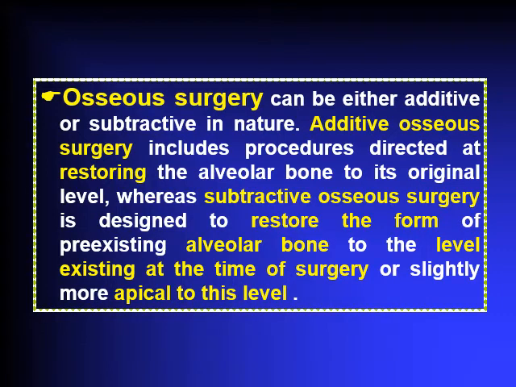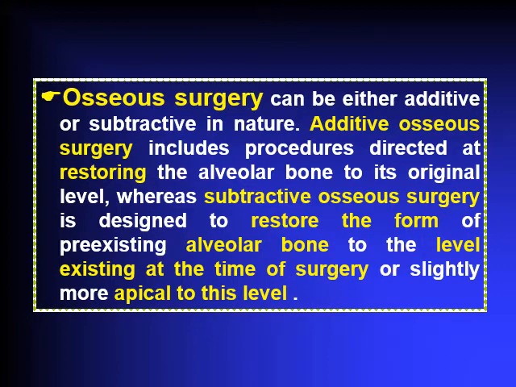So, osseous surgery can be either additive or subtractive in nature. What is the meaning of additive? Additive osseous surgery includes procedures directed for restoring the alveolar bone to its original level. It is not exactly to its original level, it is almost nearly to its original level. And this is done by bone grafting techniques.